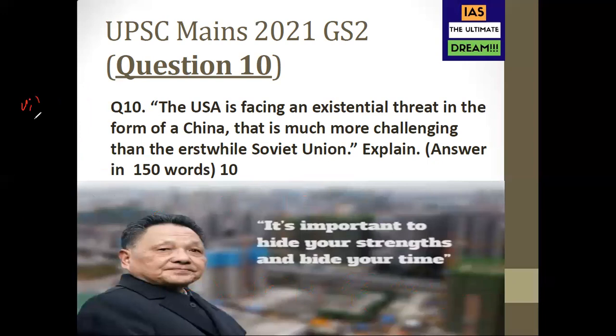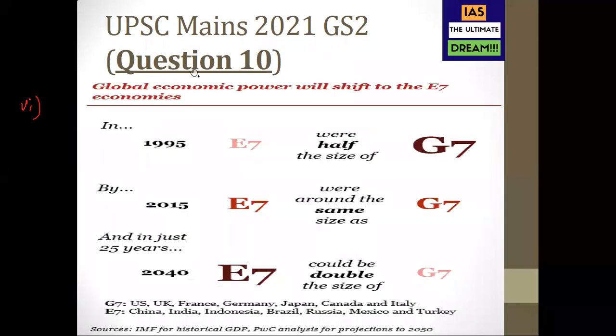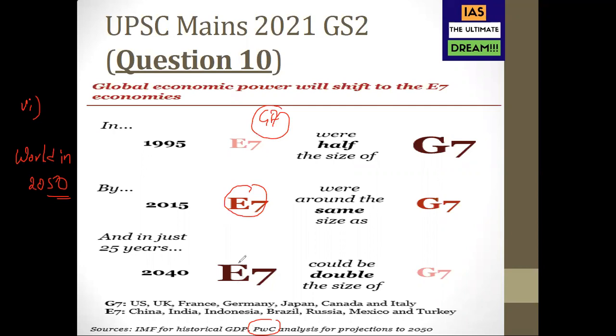Then the next point. Let me show you another slide. There's an organization known as PwC, PricewaterhouseCoopers. They do analysis, and they have given a report known as The World in 2050. According to their report, by 2050, China will be the world's number one economic power. Also, one more important thing for you is E7. We know G7, and there's also a term coined, E7, emerging economies. China, India, Indonesia, Brazil, Russia, Mexico, and Turkey. All of us remember G7, questions have been asked on G7, but also remember E7, these 7 countries. According to the PwC World in 2050 report, China will be the world's number one economic power. And this whole thing presents China as a much bigger threat to USA's hegemony than the Soviet Union ever was.